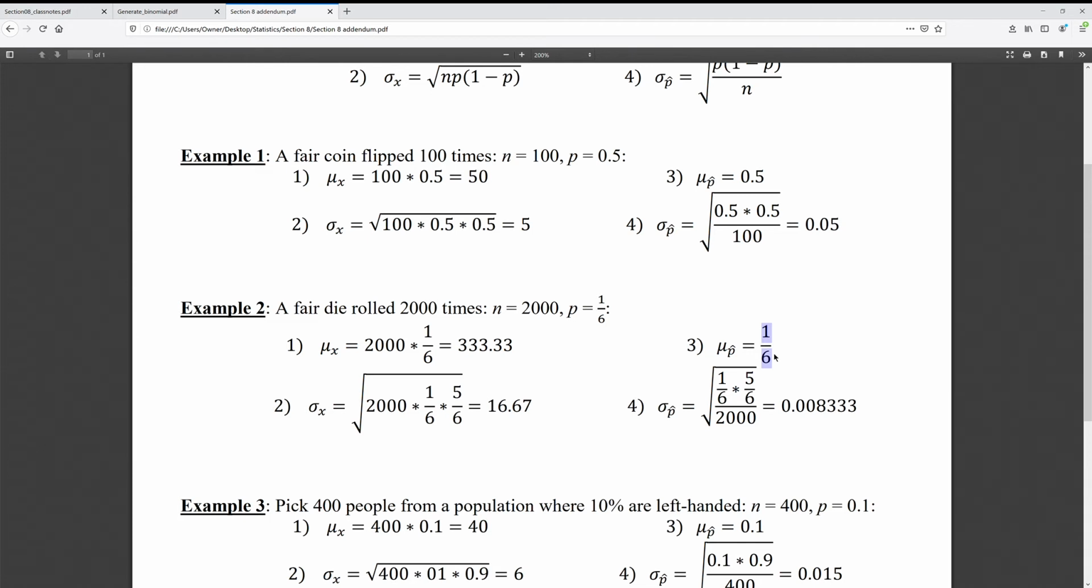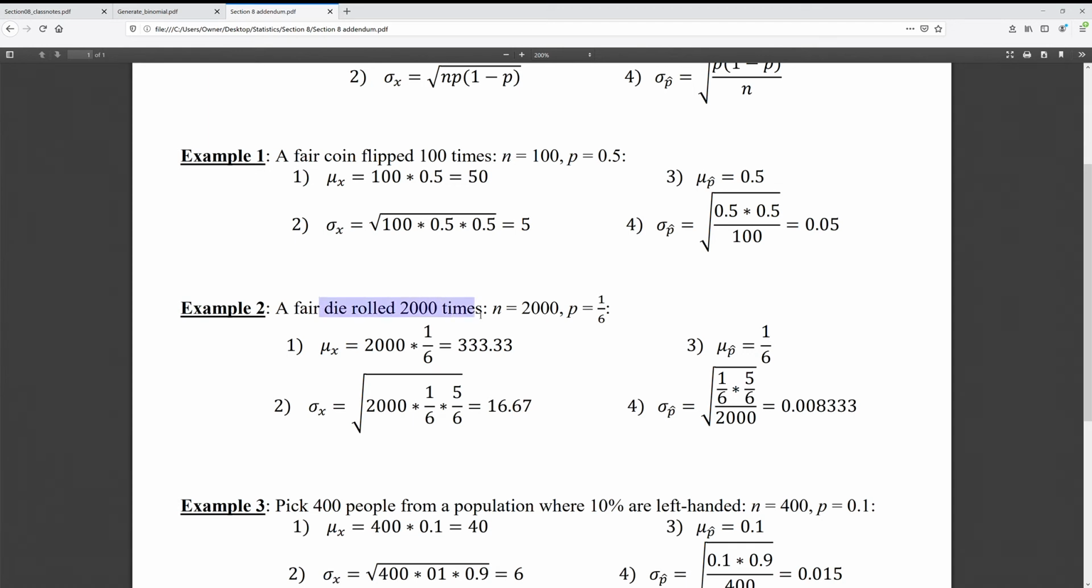So 0.1666 repeating is a 1/6. So we're bouncing around, say, 17-ish% 1s in our sample. Give or take, well, less than 1%, right? 0.8%. So, in a word, small, right? No bias.